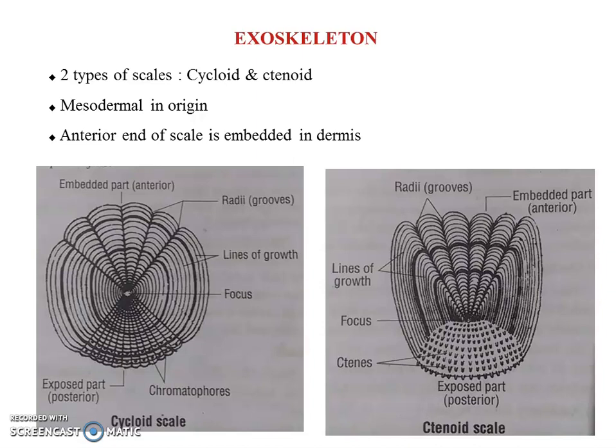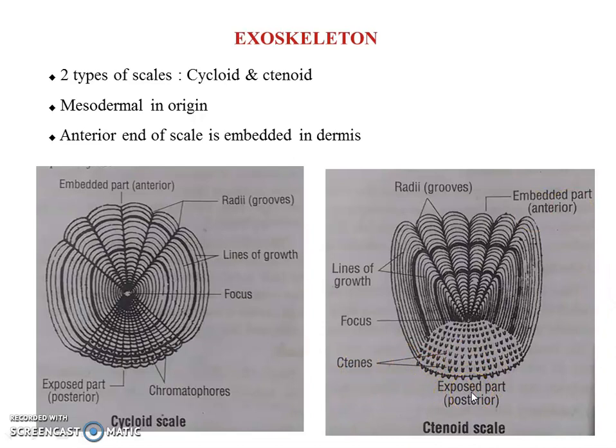Now, ctenoid and cycloid scales have basically the same structure, but the main difference is that the free posterior border of the ctenoid scale is spiny. Here you can see, and these are referred to as ctenii. That is why it is known as a ctenoid scale.